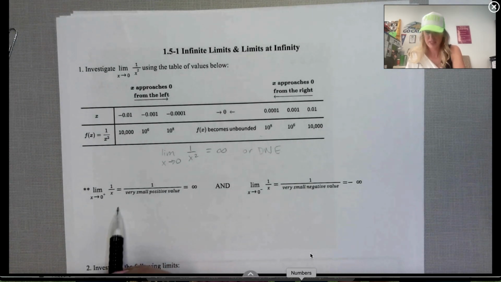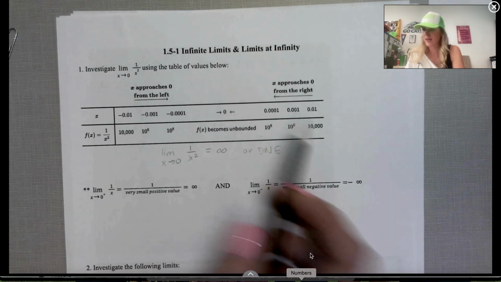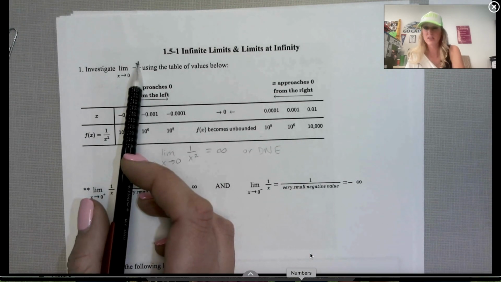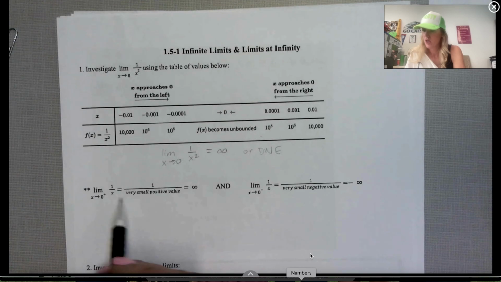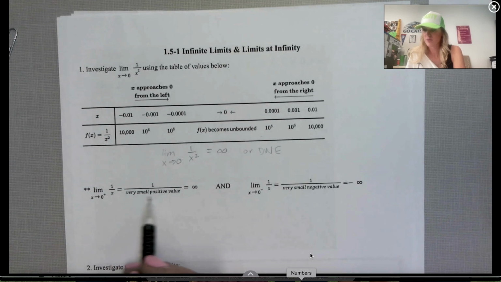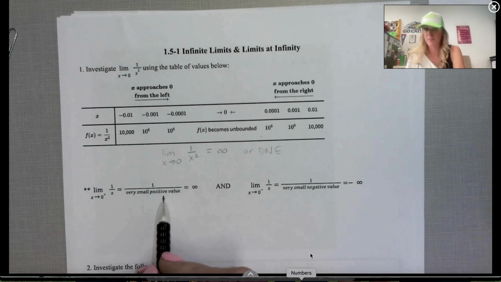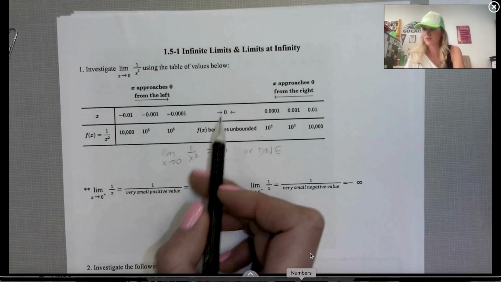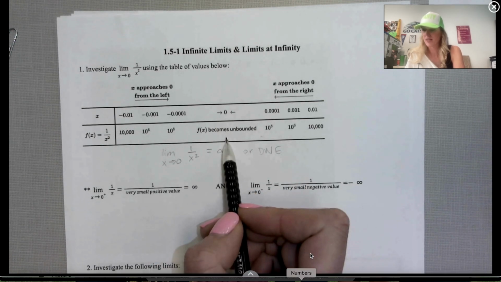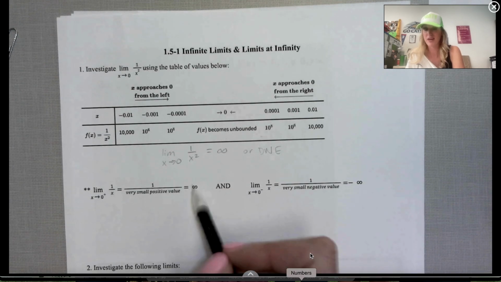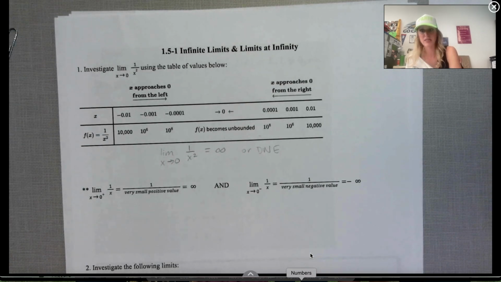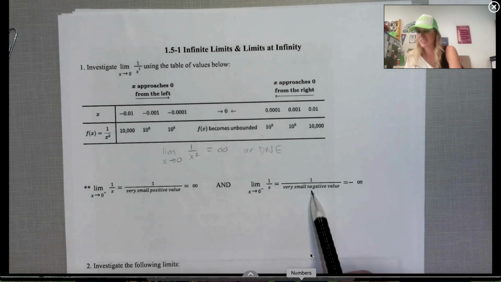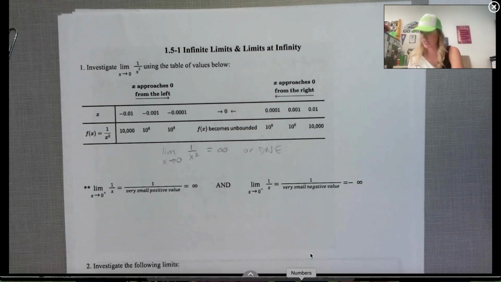Some things that are helpful to know. This pattern: if I have 1 or a constant, it could be 2, 3, 4, 7, whatever, over x or over x to some power. If I'm approaching from the right, so numbers greater than this value, it's going to be 1 divided by a very small positive number. And what happens when I do a constant divided by something close to 0? I get positive infinity. If I'm approaching 0 from the left, all that changes is my infinity will be negative. So 1 divided by a very small negative value is going to approach negative infinity.